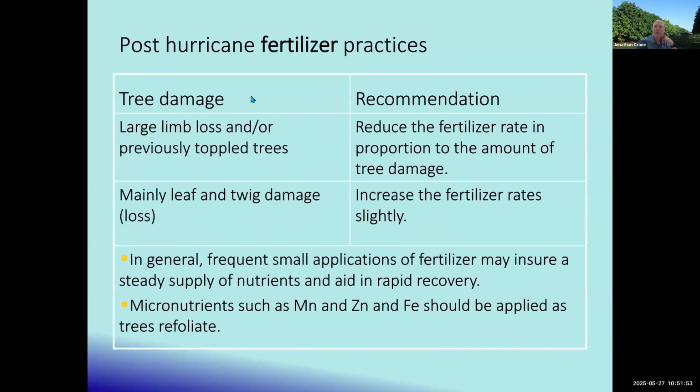So here I have a little table. It says tree damage and the recommendation. So large limb loss, reduce the fertilizer rate in proportion to the tree damage. So if you've lost half the canopy, reduce the fertilizer rate to about half. If it's just mainly leaf and twig, you may actually increase the fertilizer rates because the tree is going to recover very quickly. So again, small frequent amounts are better.